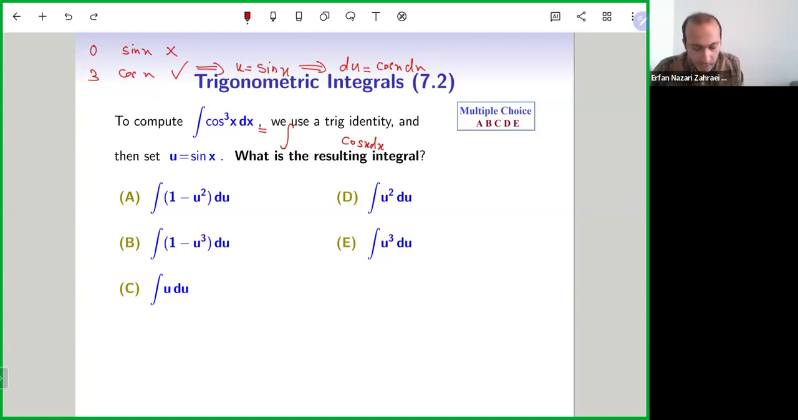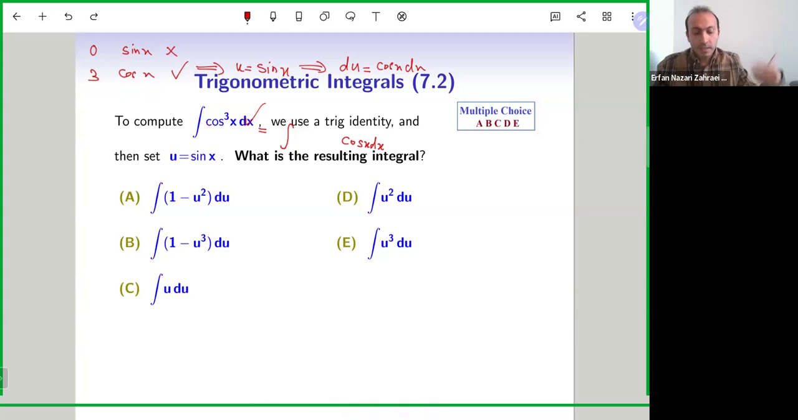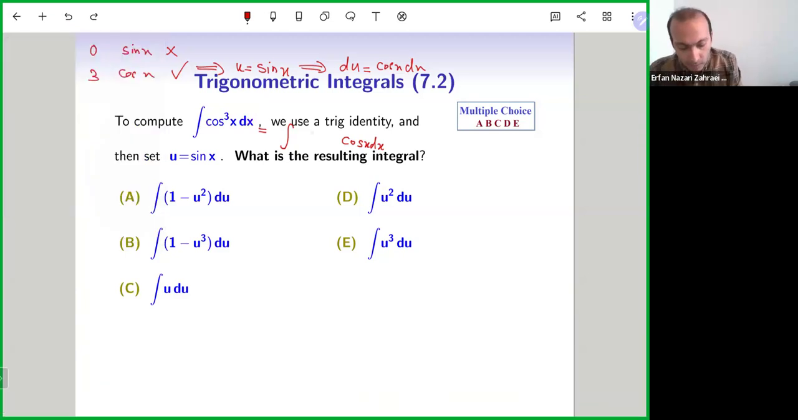That's du, cos x dx. I isolate it. What is the rest? The rest, I already wrote dx. I already wrote one of these cosines. The rest is 2 more cosines. So we have cos squared. This one, it's just du.